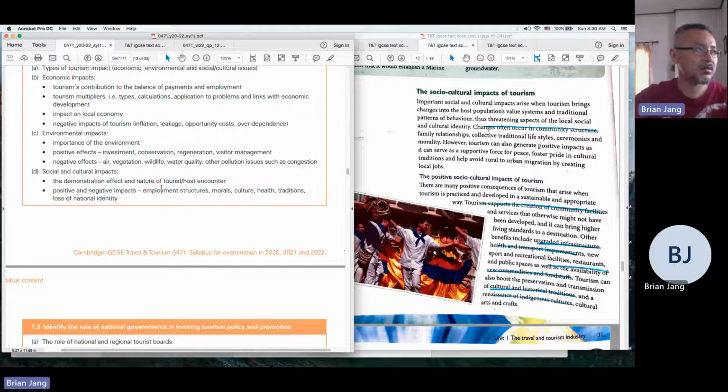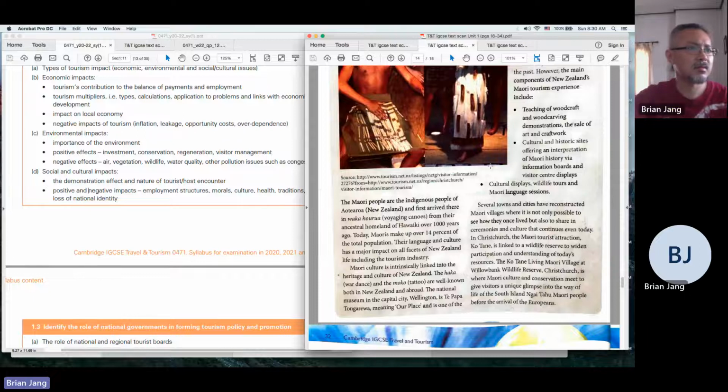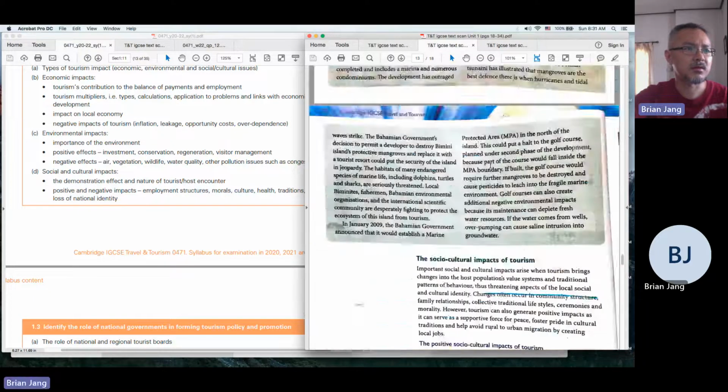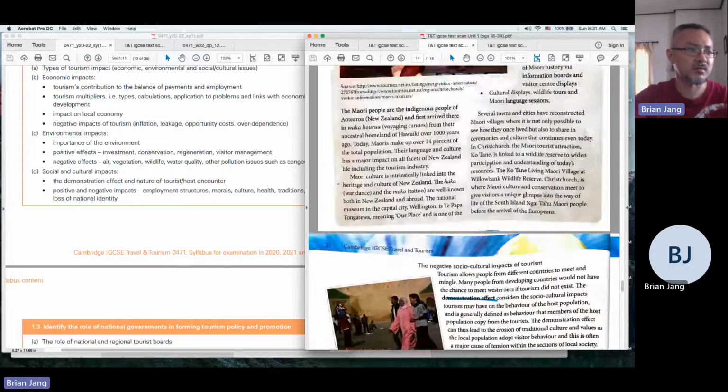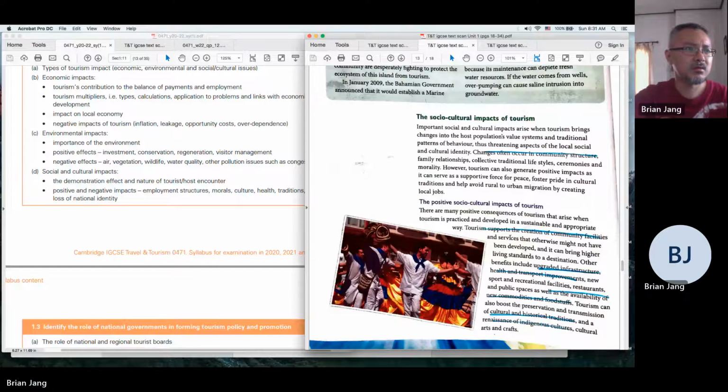And the nature of the tourist and host encounter. Interesting, I don't know how they worded it like that. Anyway, you have the demonstration effect. Positive. All right, demonstration effect was negative, right? Okay. The nature of the tourist and host encounter. I think it's just for you guys to understand that when tourists come in to a destination or a local area, there's an encounter, there's an interaction that takes place.